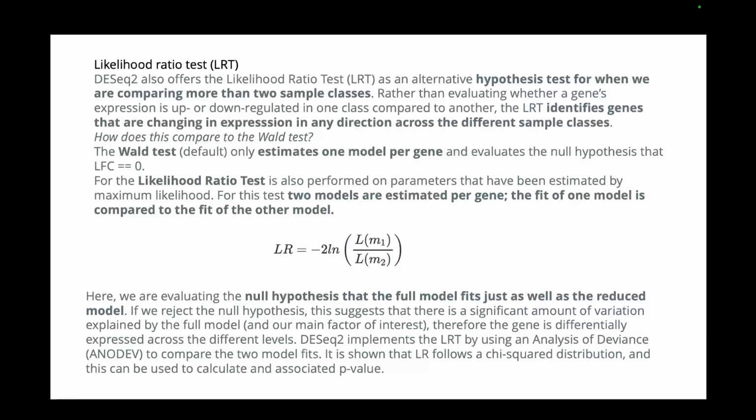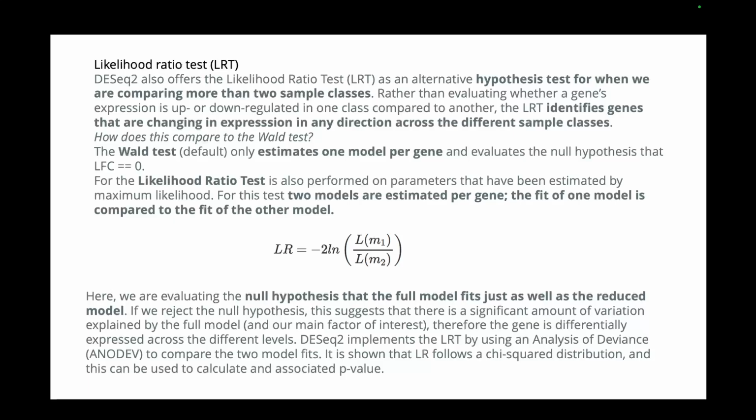LRT serves as an alternative hypothesis test for when we are comparing more than two sample classes. For example, you have 3 controls, 3 samples at a treatment level of a certain degree, another set of samples with a treatment level of another degree, and so on. When you have more than 2 classes of samples, LRT is commonly used. Rather than evaluating whether a gene's expression is up or down regulated in one class compared to another, the likelihood ratio test identifies genes that are changing in expression in any direction across the different sample classes.